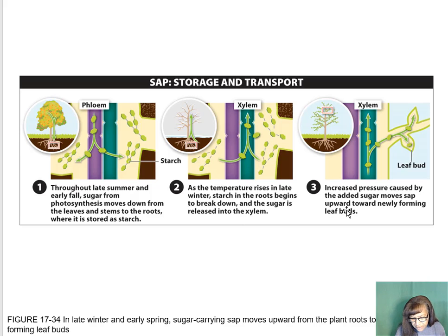And then this increased pressure because of the sugar in the xylem. Remember, we're talking about everything on the molecular scale, right? If I start adding more sugars, sugar is a fairly large molecule, right? So it's causing this increased pressure. And this is what actually causes the sap to move upward towards the newly forming leaf buds, okay?